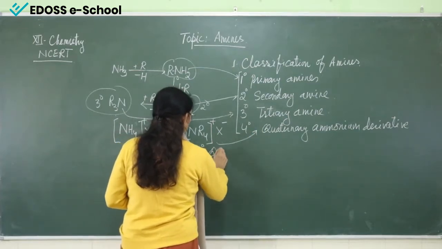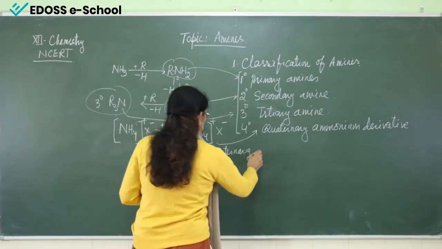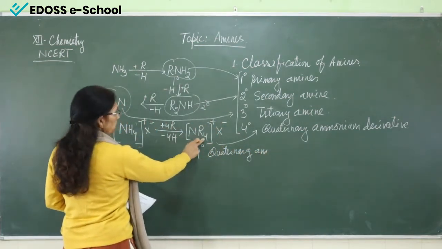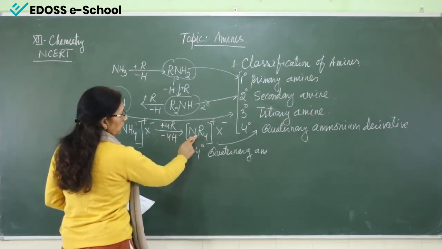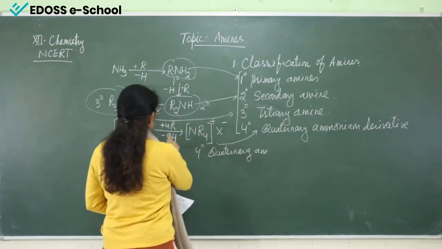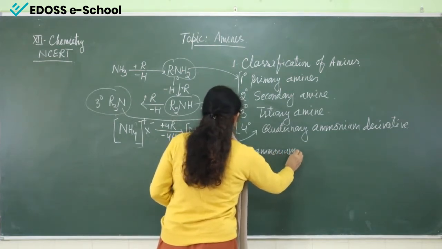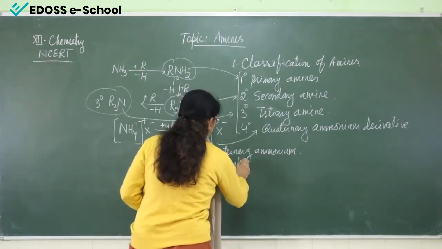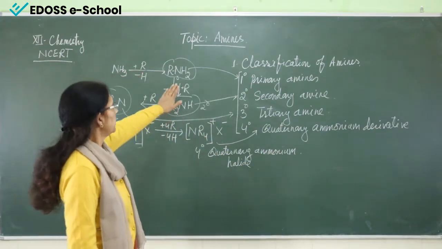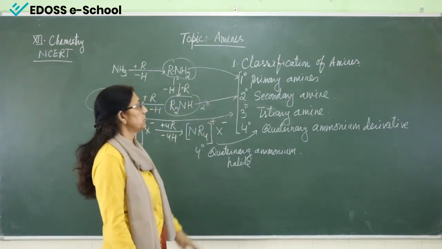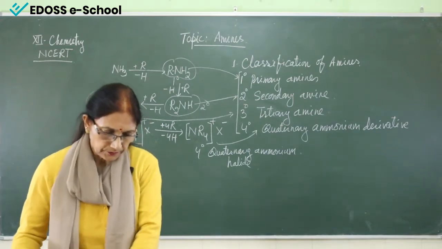This will be known as quaternary ammonium salt. This is quaternary 4 and nitrogen, where ammonium is replaced by the ammonium ion. So we can see quaternary ammonium halide. This is all about the classification of amines. We can say that amines are of 4 types: primary, secondary, tertiary and quaternary. Now coming to the next topic, that is structure.